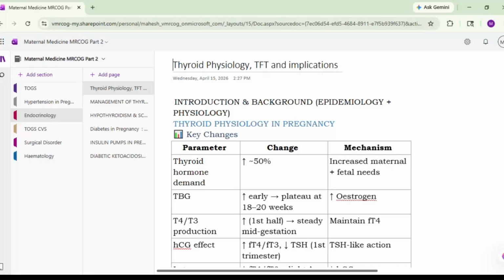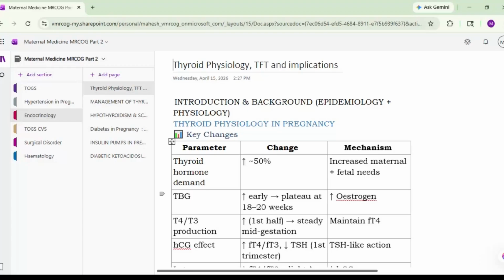Today we'll continue with the maternal medicine module, and it is the endocrinological topics which we are going to cover now. Okay, so today's GTG for discussion is the new thyroid GTG, and I have divided it into three different parts. The first part is related to thyroid physiology, thyroid function tests, and their implications. This topic is going to be very important, so please concentrate.